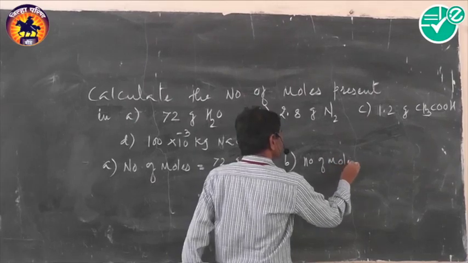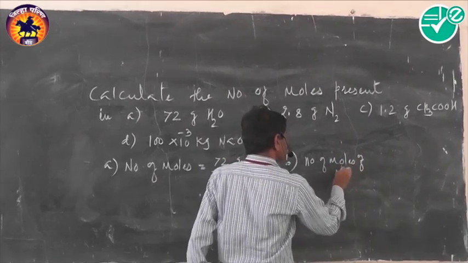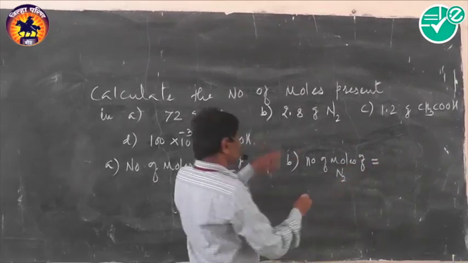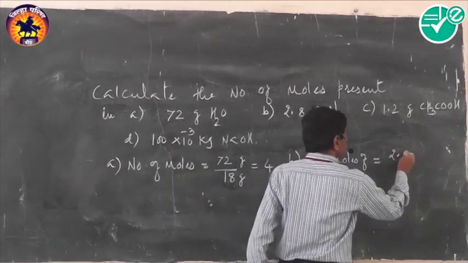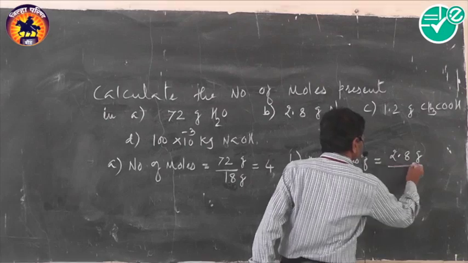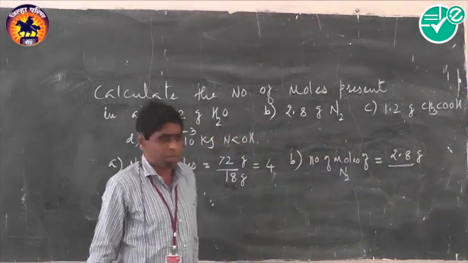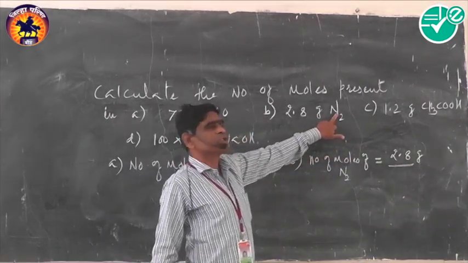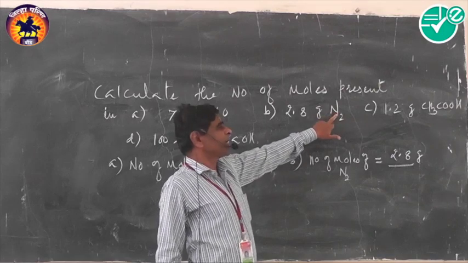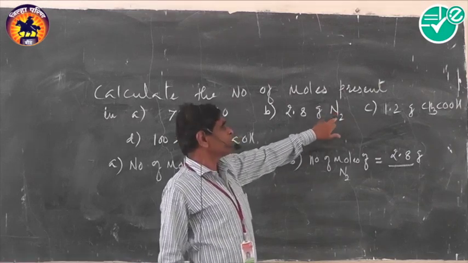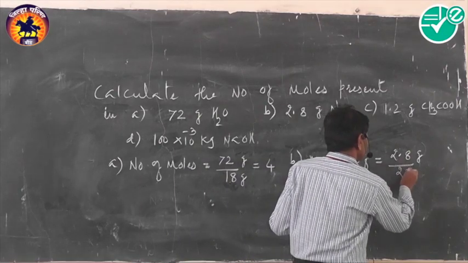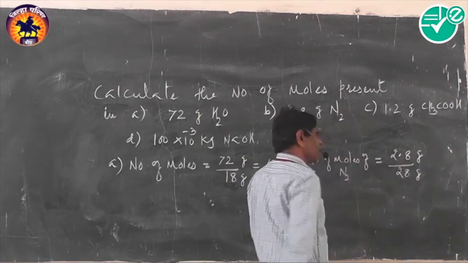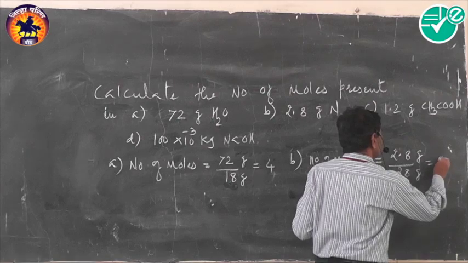Whereas in the second example, the number of moles of nitrogen is equal to mass divided by gram molar mass. Here the mass is 2.8 gram. Now we have to consider the gram molar mass. The formula of nitrogen is N2, and the atomic mass of nitrogen is 14, so 14 plus 14 is 28. Thus 2.8 divided by 28 gram is equal to 0.1 mole.